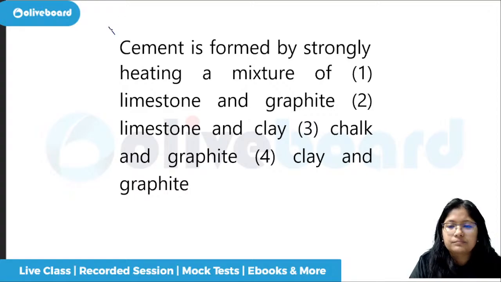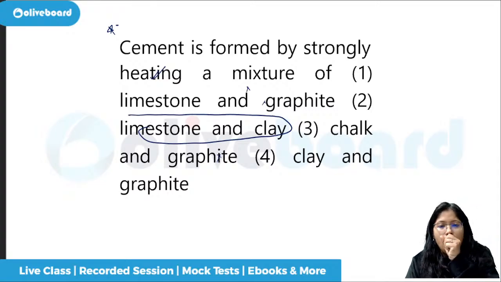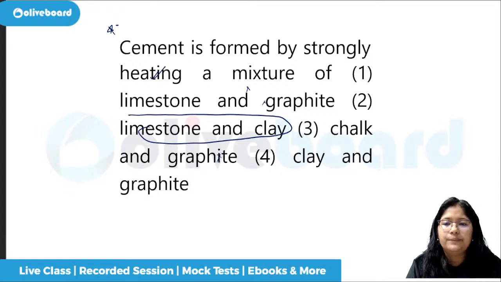Read the next question. Cement is formed by strongly heating a mixture of what? Limestone and graphite you will mix? No way. Limestone and clay. Limestone, that is chalk, and graphite. No, remove this. And clay and graphite. Graphite we don't want to add. So we are going to go with limestone and clay. The correct answer here is limestone and clay.